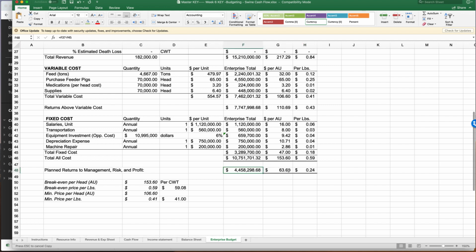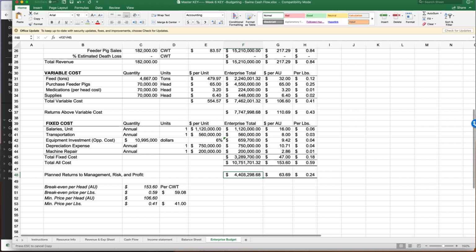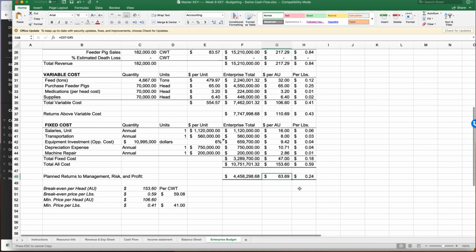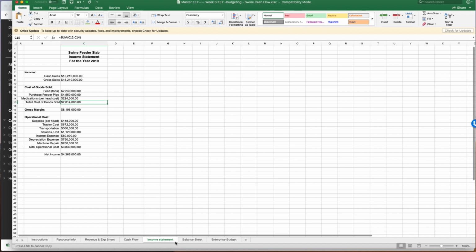So bottom line, if you were to run your budget with no death loss, we're looking at about $4.458 million in profit. That's $63 per pig, or that's 24 cents a pound as we sell them. Now let's jump back to our income statement. We're projecting, looking at making about 458. This says we're making about 4.36.